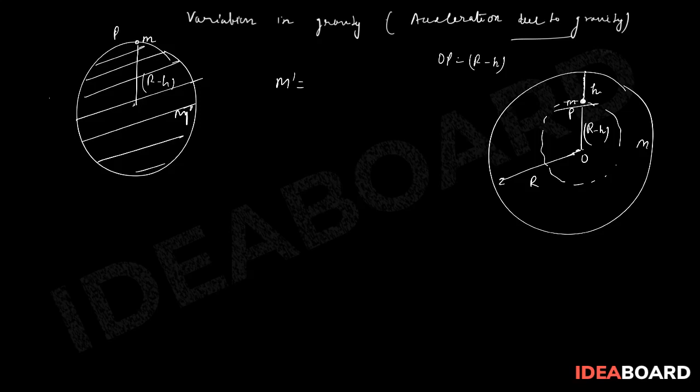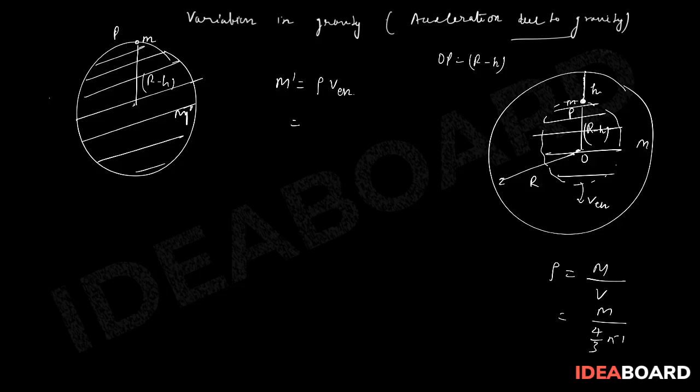Which one? This is the enclosed volume, right? I can say V enclosed. So m dash will be equal to rho into V enclosed. Rho can be obtained here. Rho is equal to total mass divided by volume, which is m upon 4 by 3 pi r cube. Okay, this is m upon 4 pi by 3 r cube and into enclosed volume.